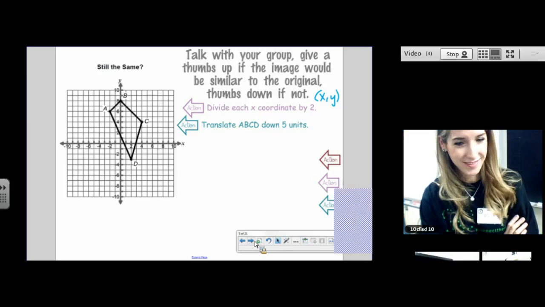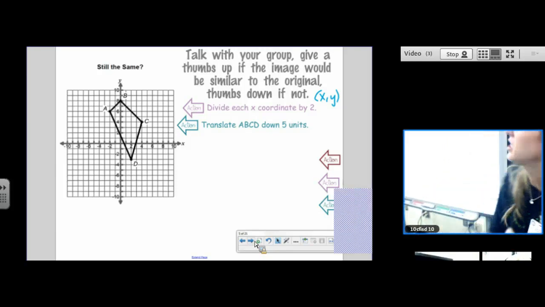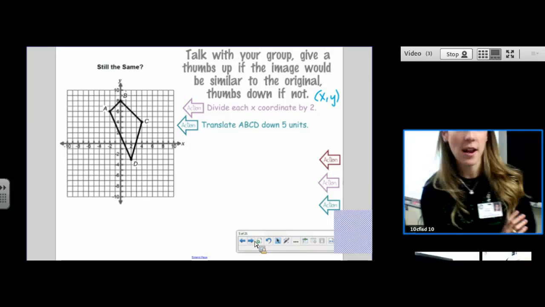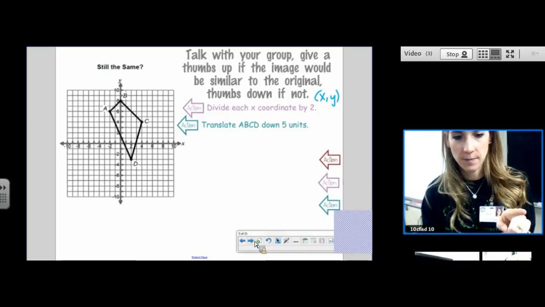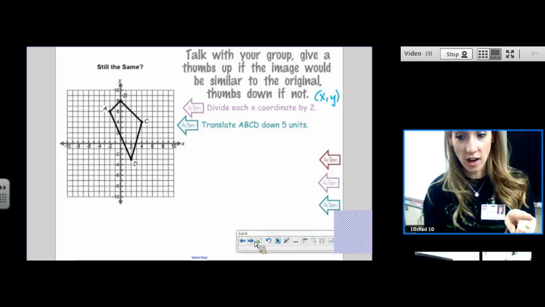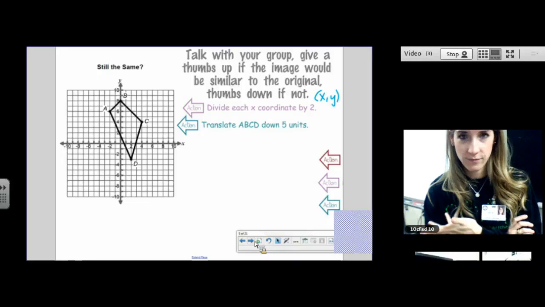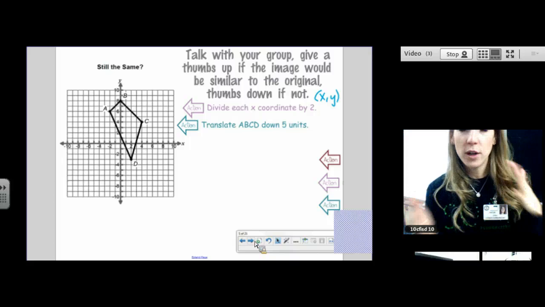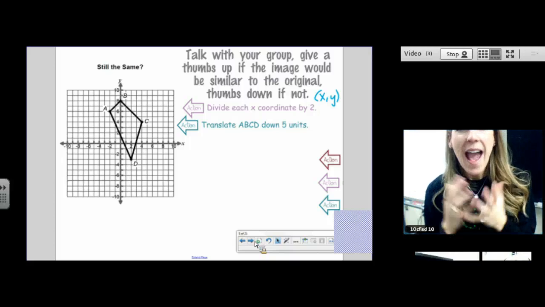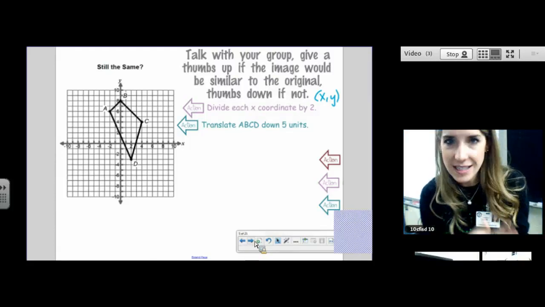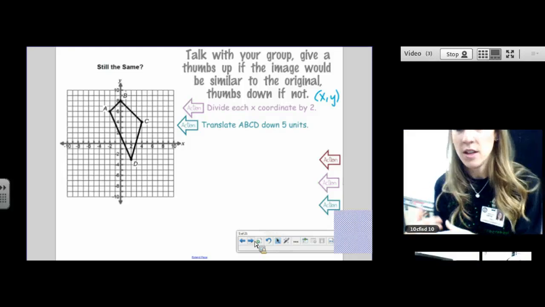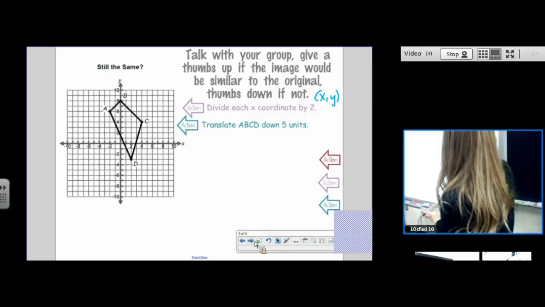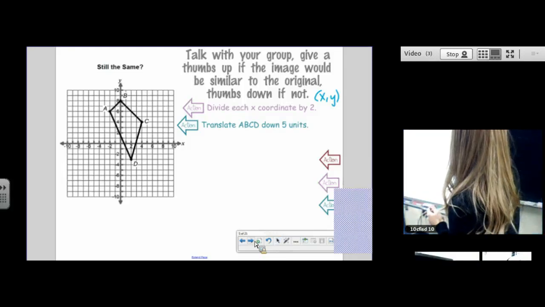Sure. So they have the same relationship as isosceles triangles and equilateral triangles. Are all equilateral triangles isosceles? Yes, they are. Are all isosceles triangles equilateral? No, they're not. Similar and congruent have the same relationship. Everything that's congruent is similar. Not everything that's similar is congruent. So this one was false.